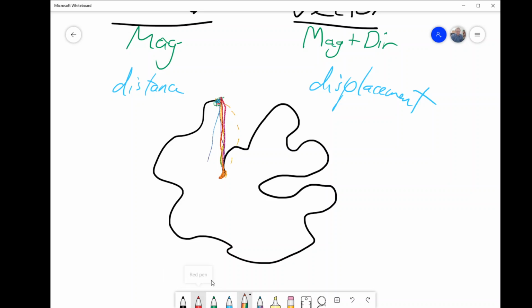So that is the difference between scalars and vectors. Another example of that is speed versus velocity.